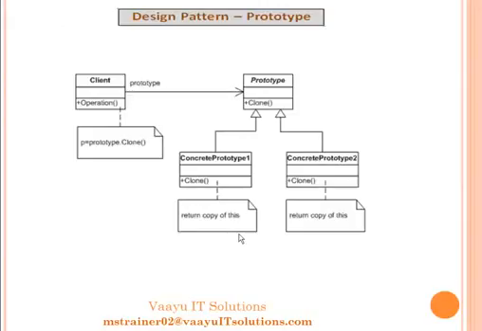We see on the top it has the prototype, and it has one operation, clone. The next derived class is the concrete prototype, where it is implementing the clone operation. On the other hand, the client is creating the object of this prototype.